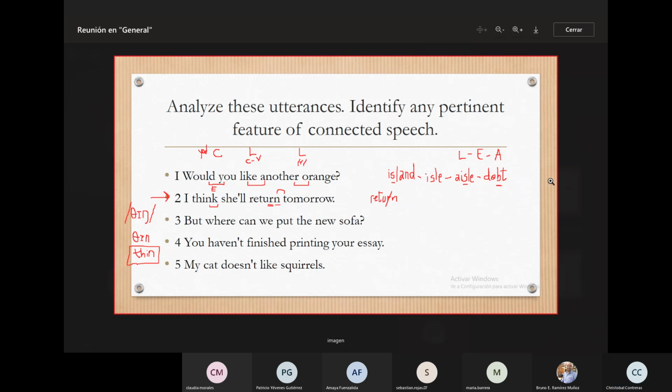Is your microphone working, Claudia? Well, if Claudia cannot, maybe she can do it later, right?